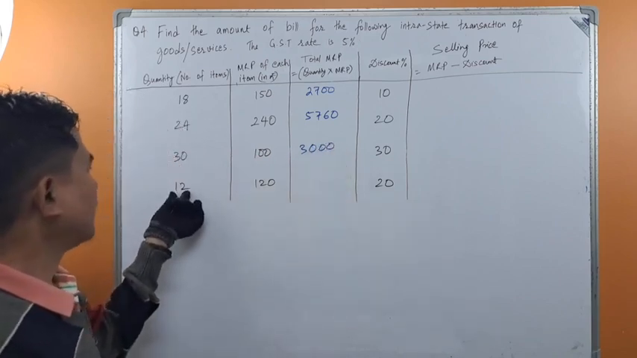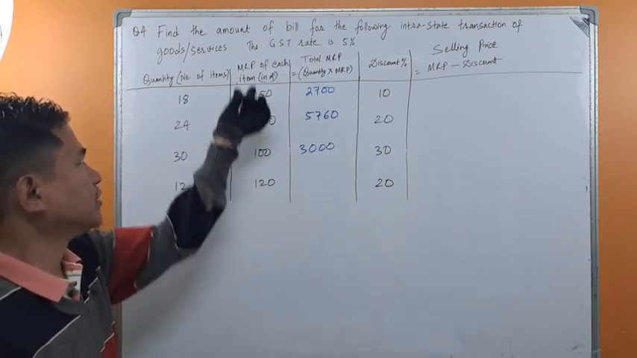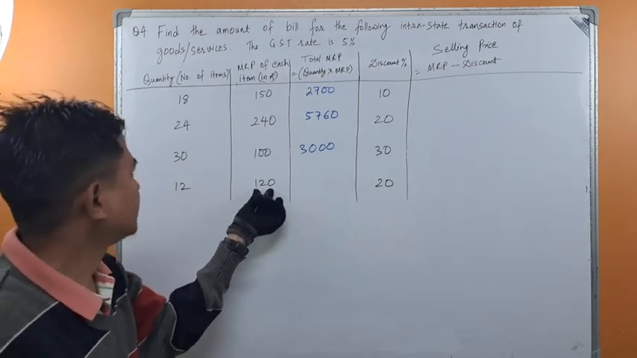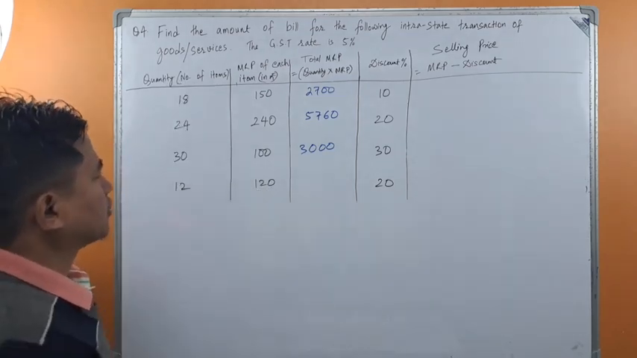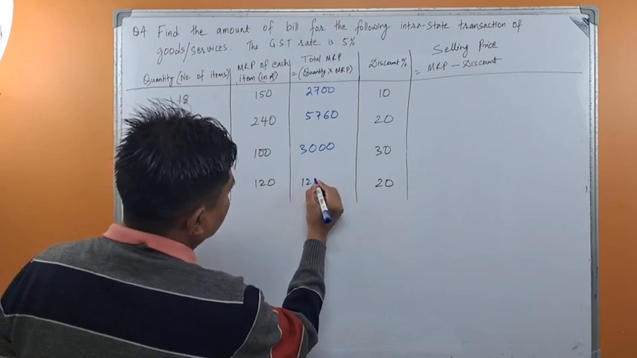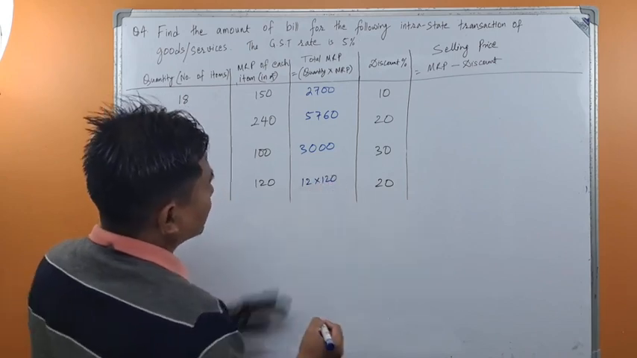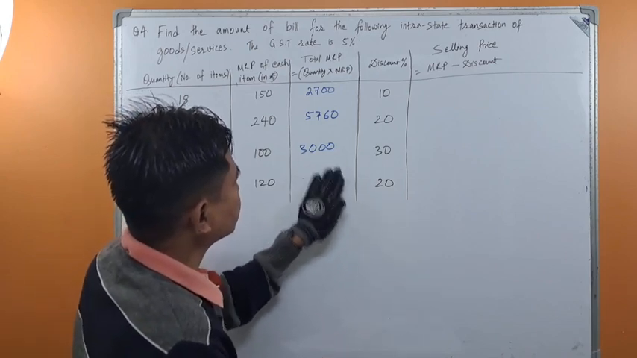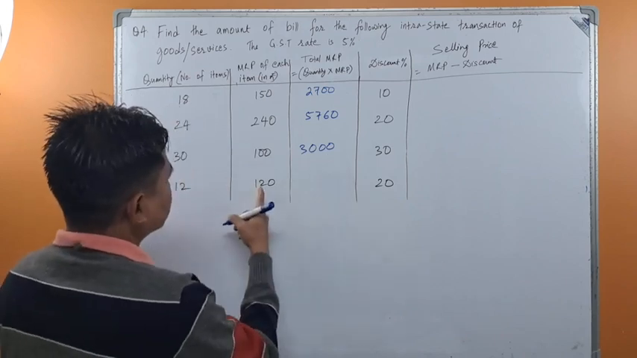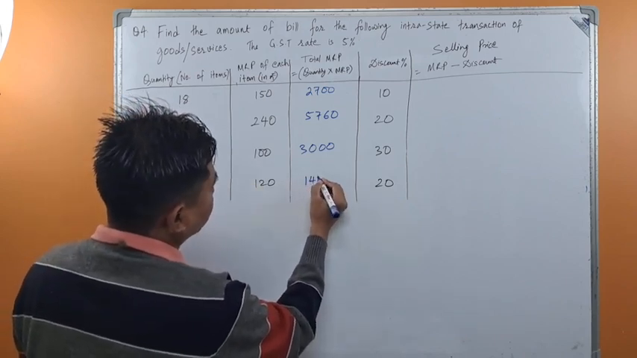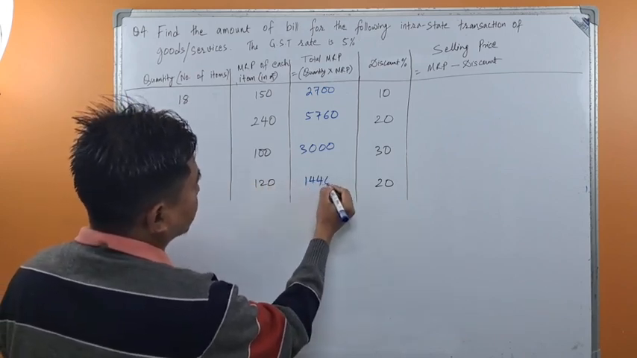Okay, so 12 into 120, isn't it? MRP of each item is 120, number of items is 12, so 12 into 120. So this will give us 12 12s are 144. So this 0 we will write here.